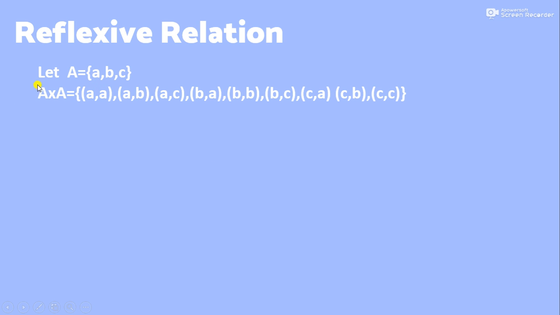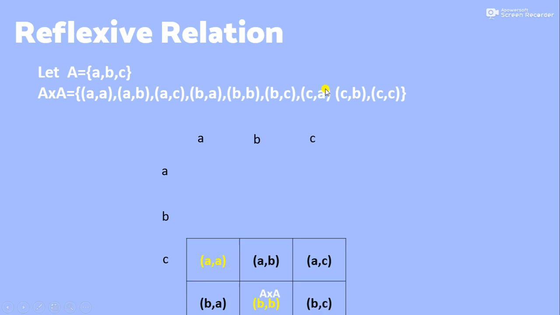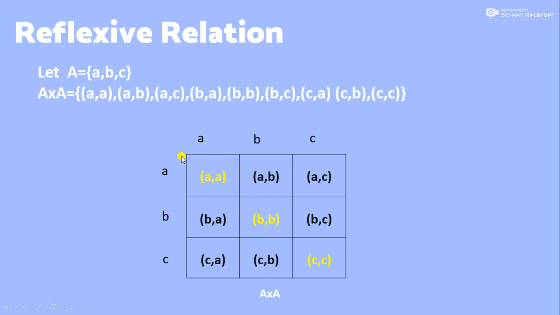Suppose we have set A which contains three elements A, B and C, and this is the cross product A cross A, where every element needs to be an ordered pair. We can represent the cross product in this way, and we can also represent it using the matrix representation.